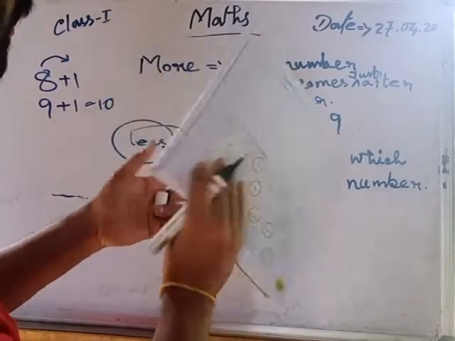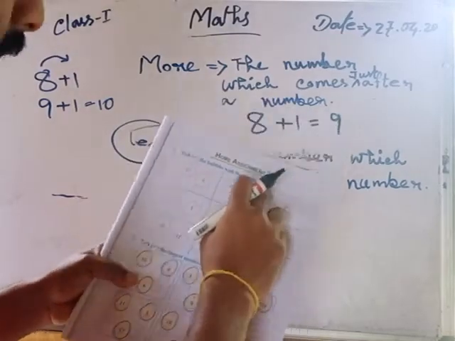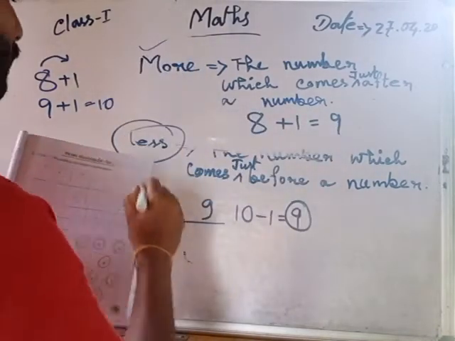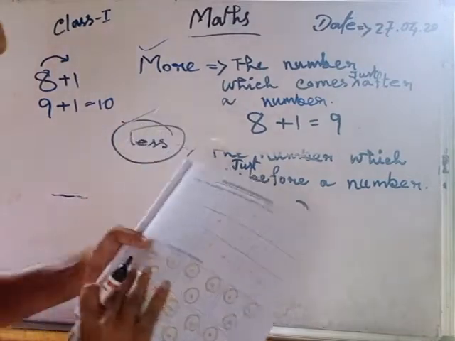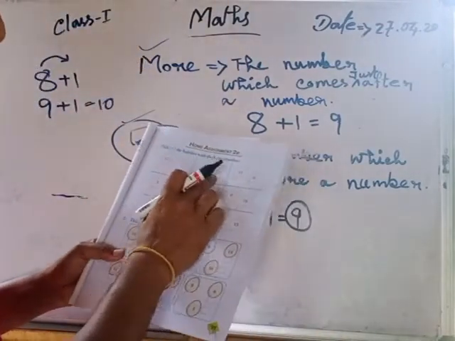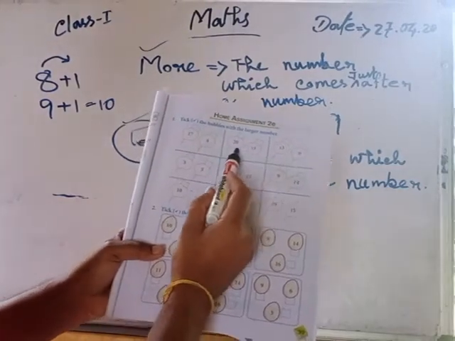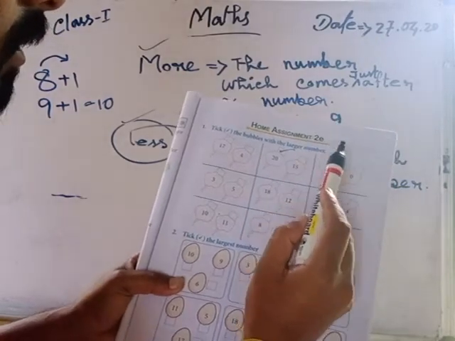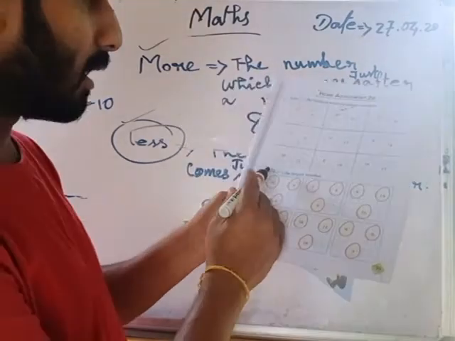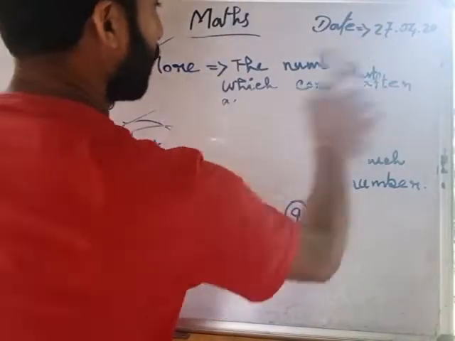Then tick the bubbles which are the larger number. Larger number means more number. Smaller number means less number. 20, 15. Which one is the larger? Bigger or larger, same. The bigger number is 20. That's why you should tick here. After that we should go to the next. So wait on, I will give some examples.